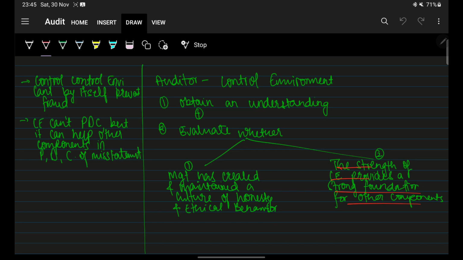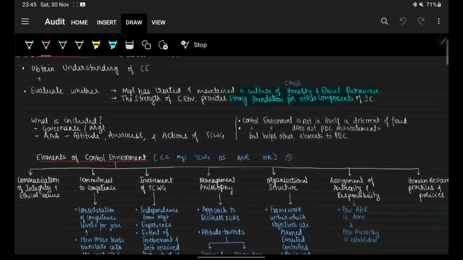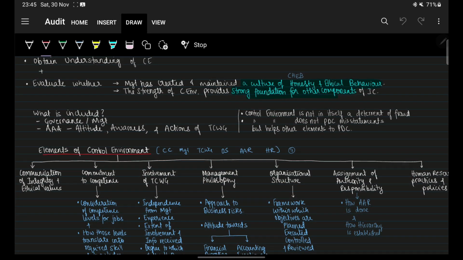Okay. Next, we'll just go back to what we had seen here. We had also seen what is included in the control environment. We had seen that governance and management is included, and AAA, right? What is the attitude, awareness, and actions of those charged with governance, okay.